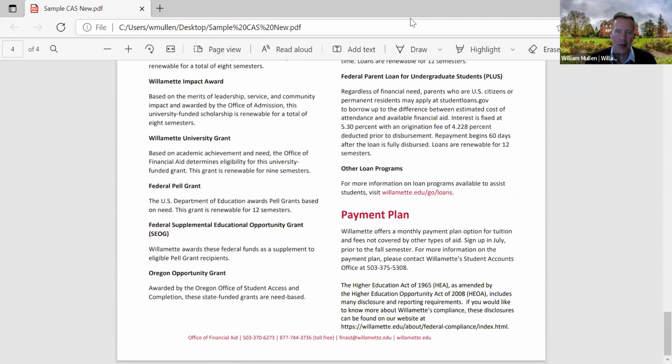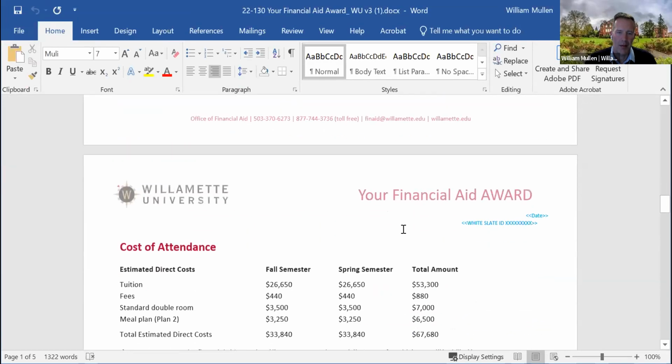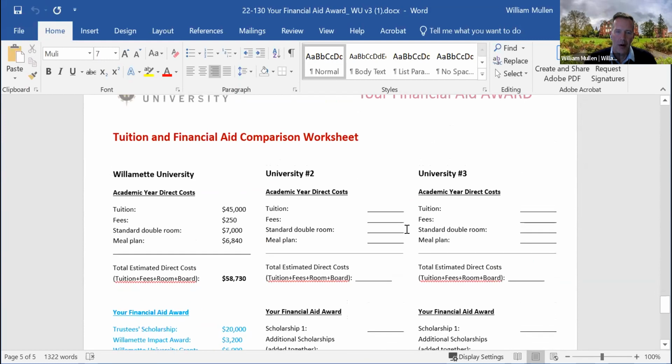And that's the award letter. I'm going to show you one more thing too, and this is a prototype. Hang on a second. We haven't printed this yet, so you're going to see something that is brand new. We also have a worksheet that we're going to include as well.